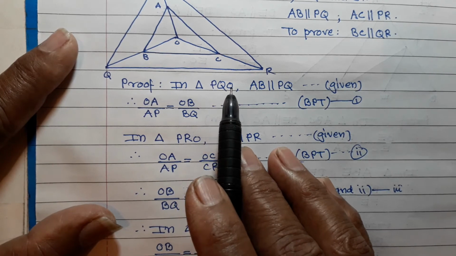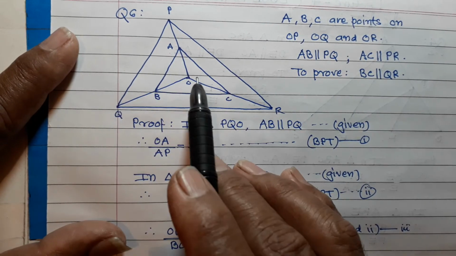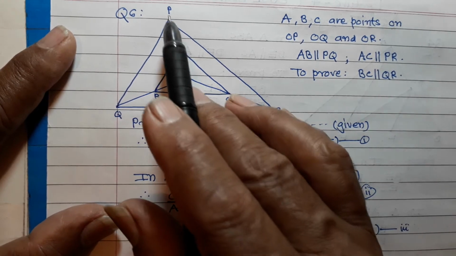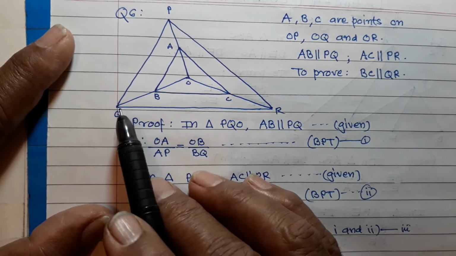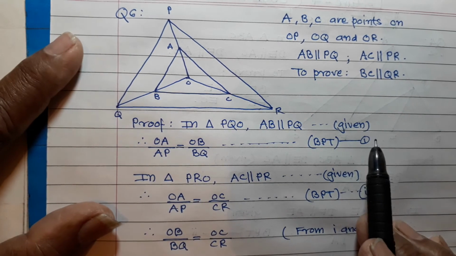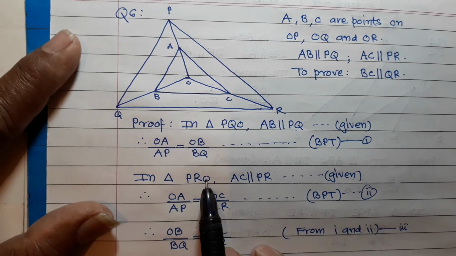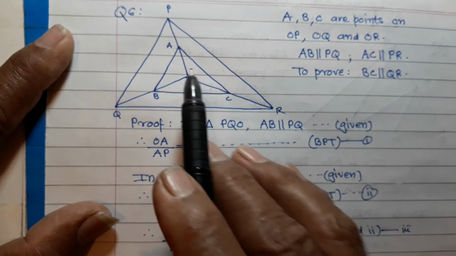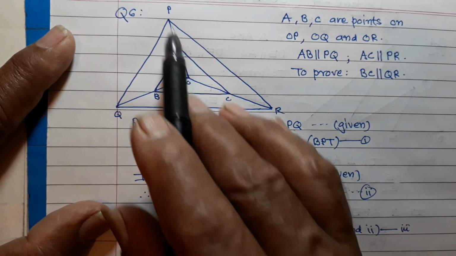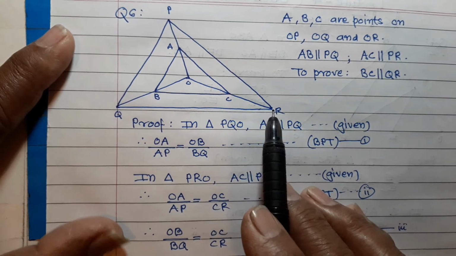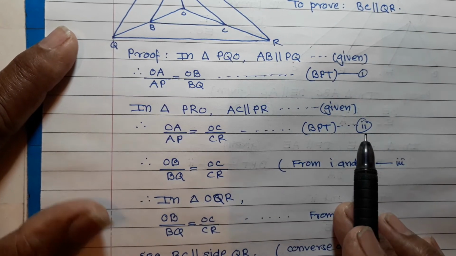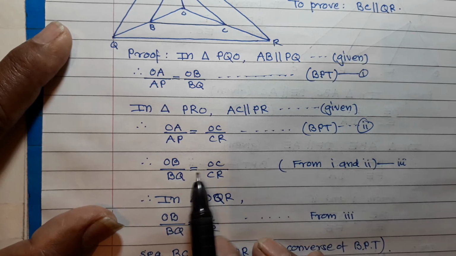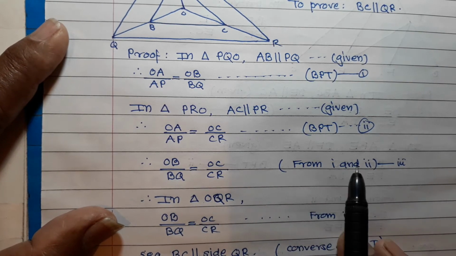In triangle PQO, AB parallel PQ, and therefore OA upon AP is equal to OB upon BQ, BPT, equation number 1. In triangle PRO, AC parallel PR, given, and therefore OA upon AP is equal to OC upon CR, BPT, equation number 2. And therefore OB upon BQ is equal to OC upon CR from 1 and 2, equation number 3.